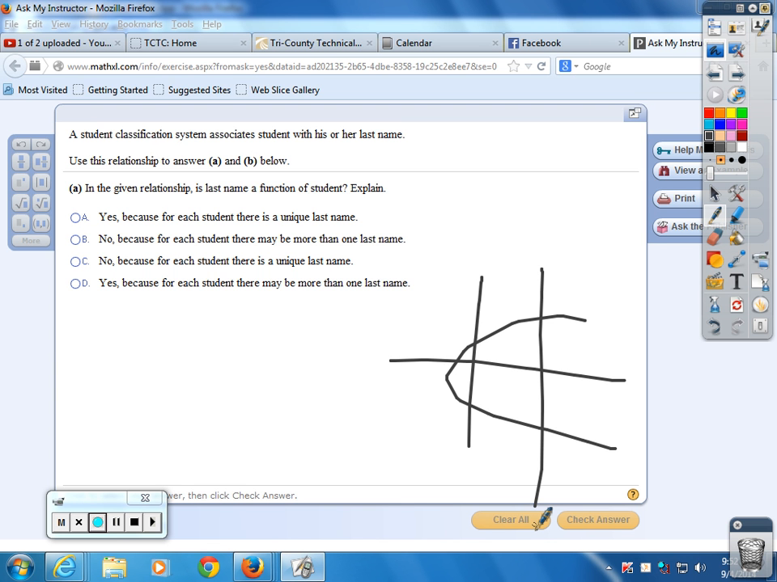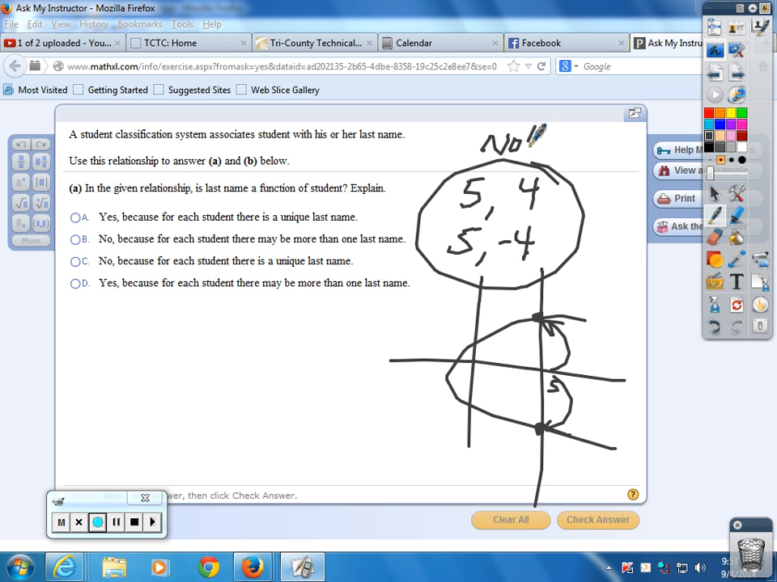Is that a function? No. Why? Because for this x equal to 5, you have 2 what? 2 y's. So if 5 has a positive y, let's say 4, and 5 negative 4, you know this is not a function. Okay?